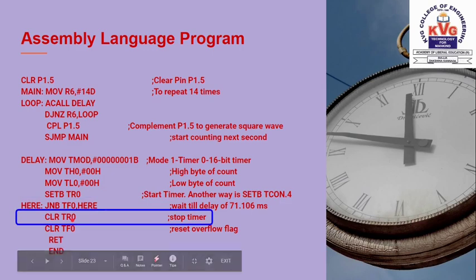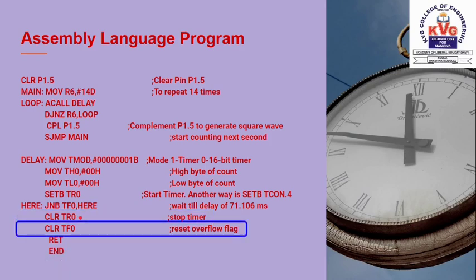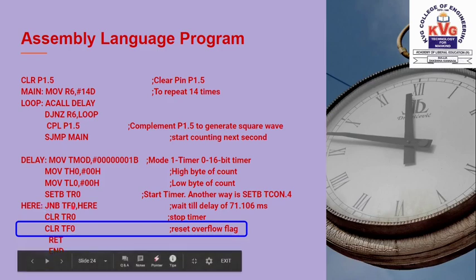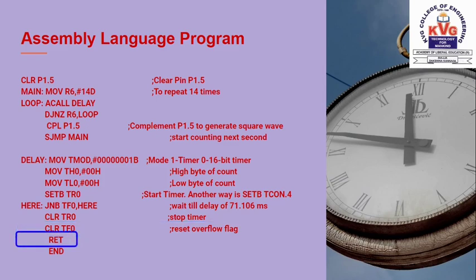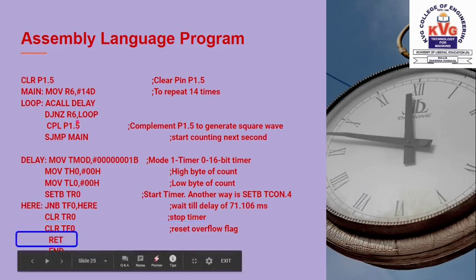So it comes to the next instruction. Clear TR0 means stopping the timer. TR0 will become 0 once again, and then clear TF0. TF0 here, when the maximum count was reached, it became 1. So now go ahead and make it 0 so that you can start the timer once again. Then return. So when you say return, it comes back here to this instruction.